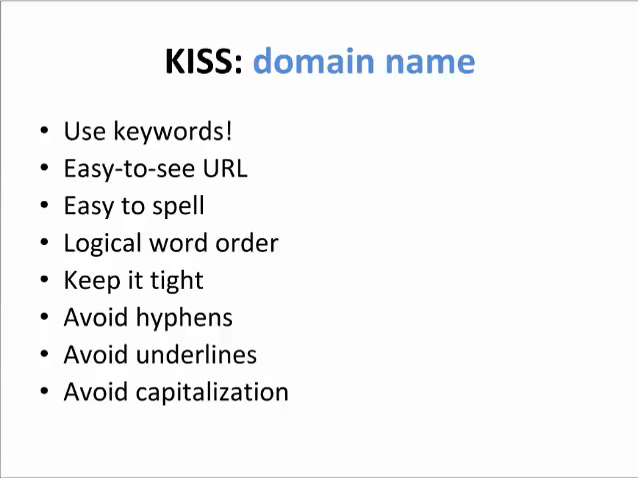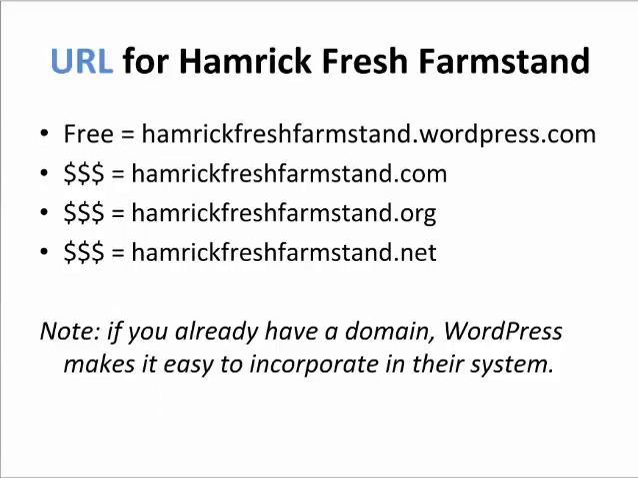You want it to be very easy for people to enter it if they need to. So the URL I chose was Hamrick Fresh Farmstand. Tested it out, and it is available. Notice that the URL ends in WordPress.com. That's what you get when it's free. You can pay a little bit more money and purchase a .com, a .org, or a .net.